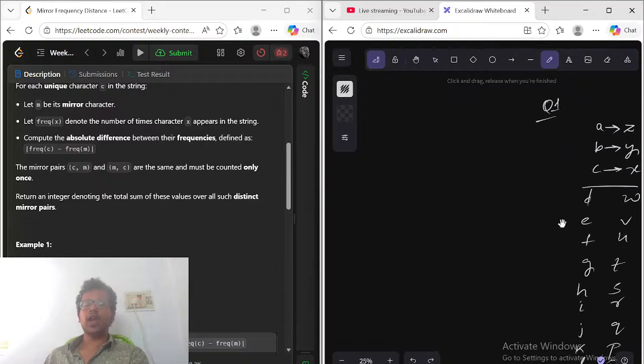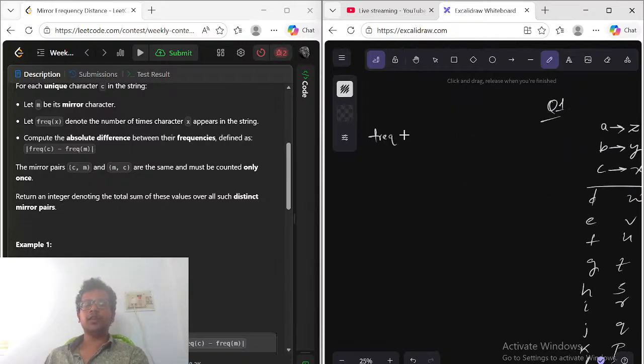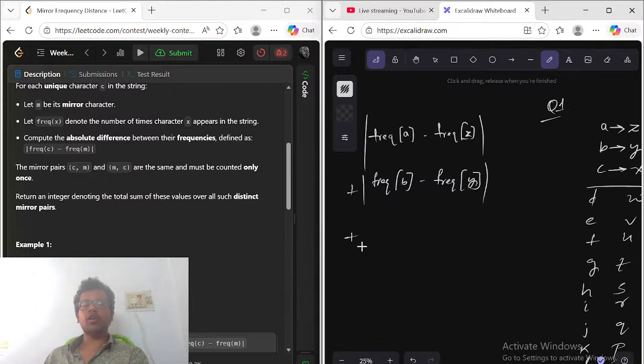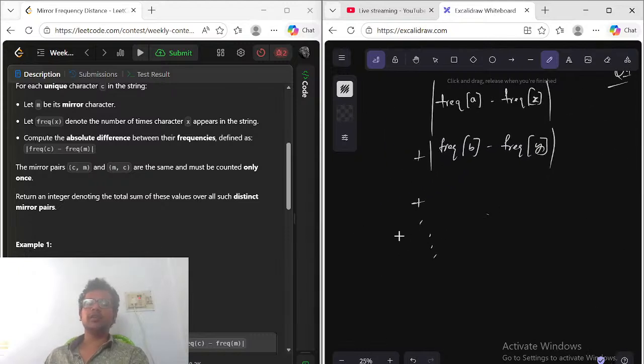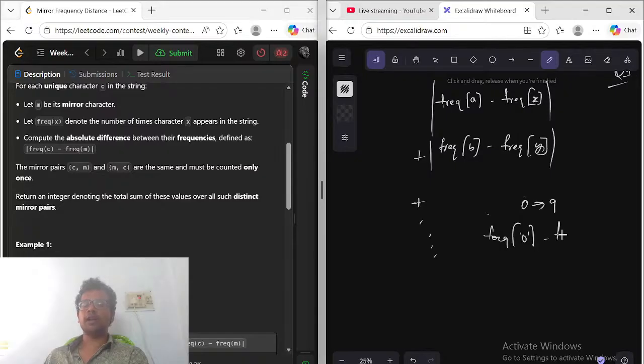Nothing but we need to calculate the absolute difference of frequency of A minus frequency of Z, then frequency of B minus frequency of Y, and we need to sum all of these. And also for 0 and 9, frequency of 0 minus frequency of 9, the absolute difference. We need to sum all of these.